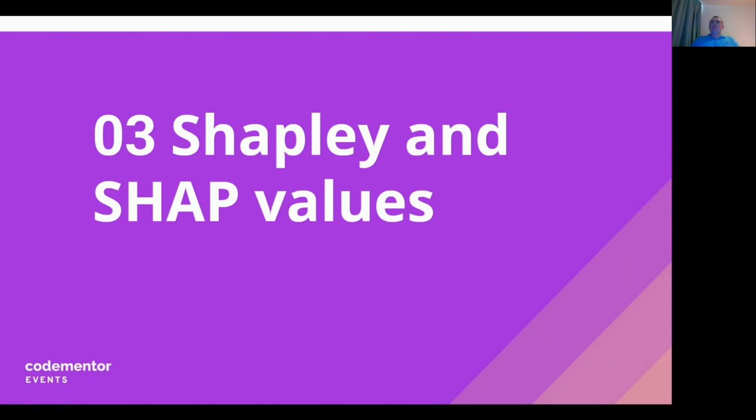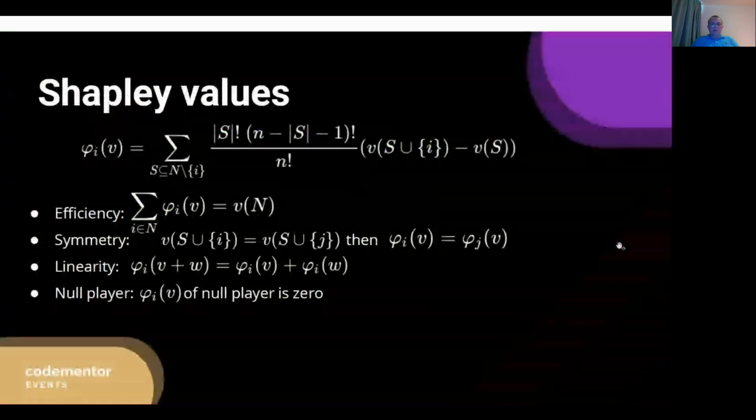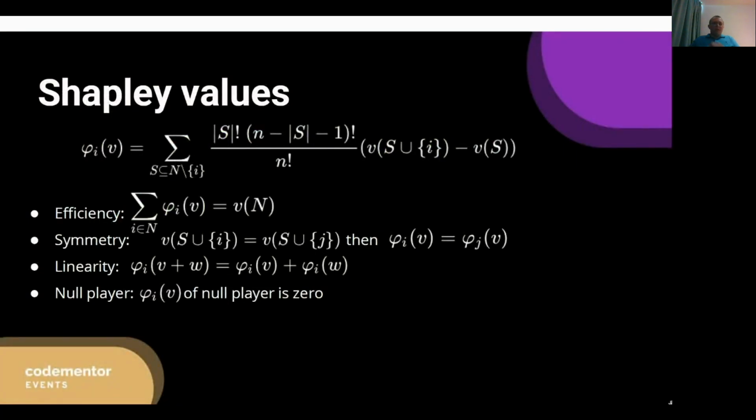In this case, we can try to use some idea from math, from game theory. This idea is called Shapley values. Here is the formula for Shapley values, on the top. It looks very strange and difficult, but really there is a very easy explanation for this formula.